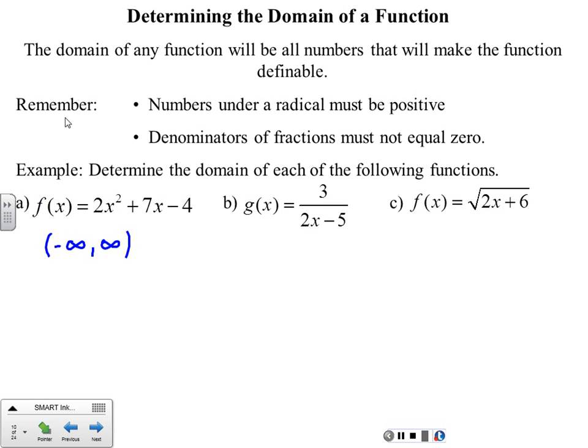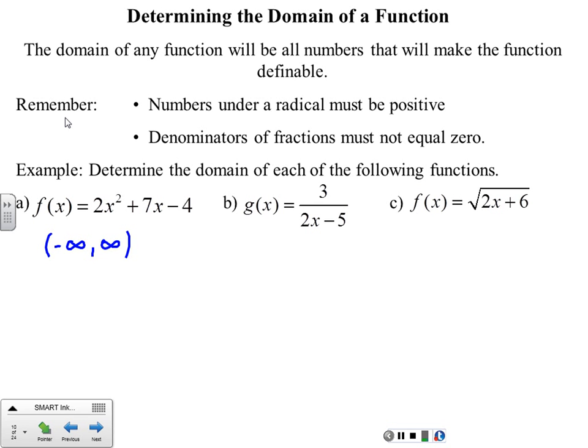Every x value from negative infinity to positive infinity you can plug in to the quadratic, to the linear, to any graph that is continuous. So how do you know if a graph is continuous? Well, if it doesn't have a fraction in it and it doesn't have a radical in it. If your function is not a fraction and your function is not a radical, then it is continuous, which means you can plug any x value you want in for it. Okay? So the domain for letter A is from negative infinity to positive infinity.